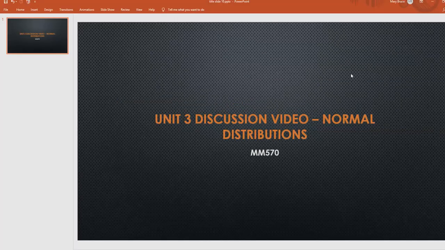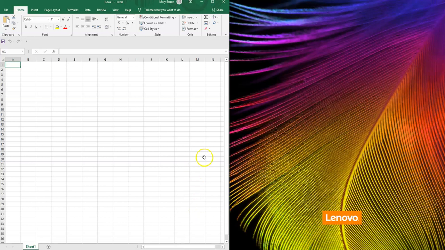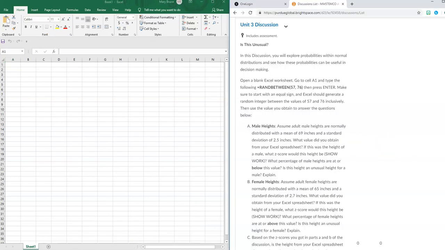So let me first go ahead and pull up the discussion so that I can help y'all with that. All right. So for the Unit 3 discussion, you will be calculating probabilities within normal distributions, and you'll start out with a blank Excel worksheet. Open a blank Excel worksheet, go to cell A1.